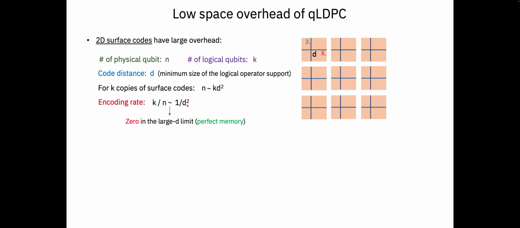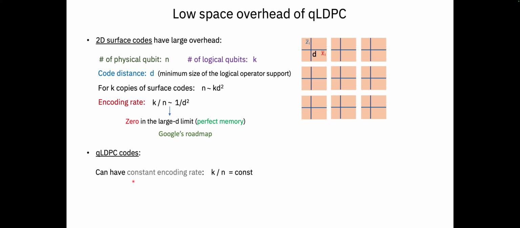And d is the distance. If it becomes infinity, then you have a perfect memory. So in the large d limit, it has exponentially small logical error rate. But on the other hand, the encoding rate becomes 0, or the overhead blows up to infinity. So it's not very efficient for information storage. This kind of code is currently being developed at Google. It's on their roadmap. The alternative option, as we said, is the qLDPC code.